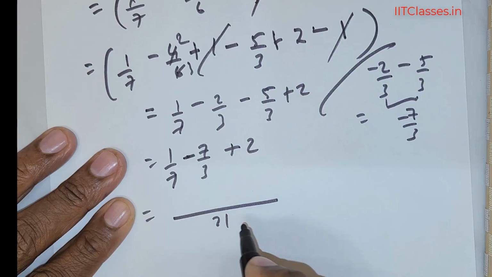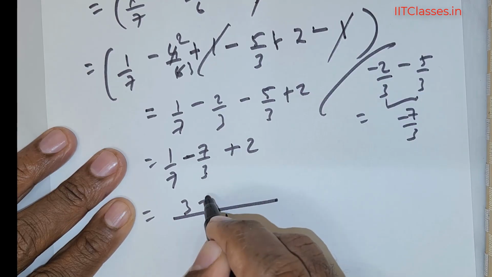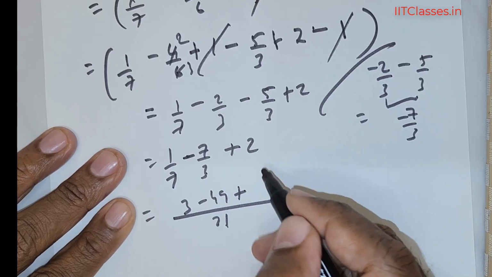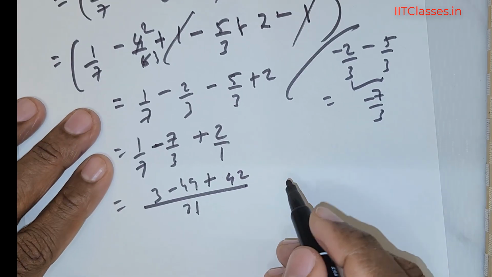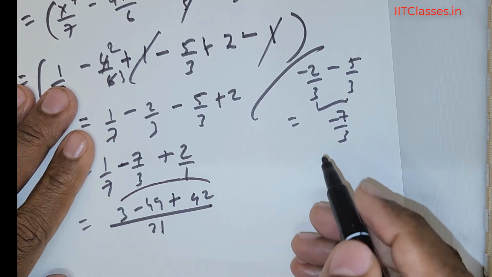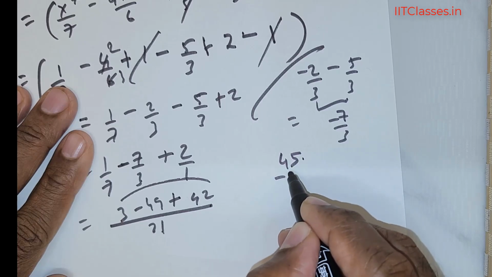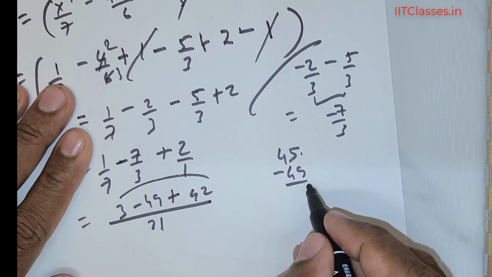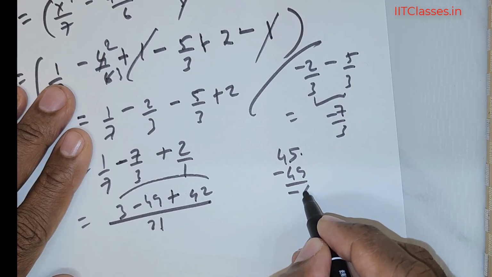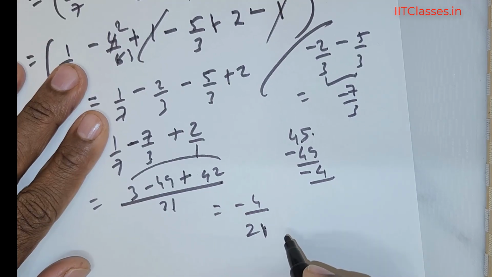So we take the LCM as 21. I get 3 and 49 and 42, right? So these two are added together, so I get 45, negative 49. That is going to give me negative 4. So this is negative 4/21.